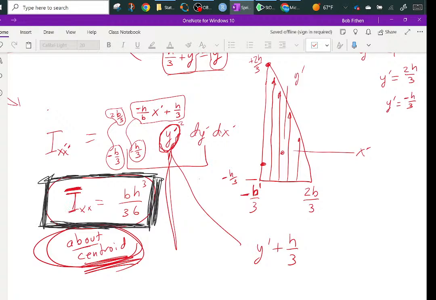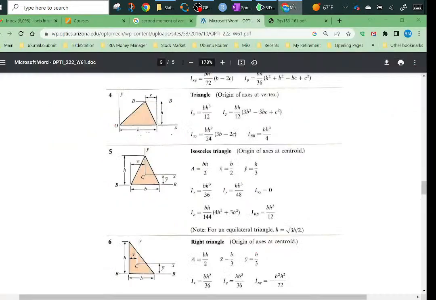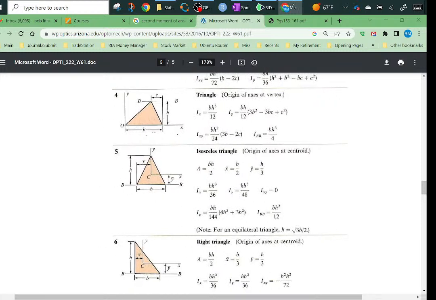Now, if you go to most tables, you'll find, and most places will signify this. So if you look at this triangle right here, the Ix is bh to the third over 12. Okay, that is not about the centroid. The centroid isn't this line right down here. But the centroid is right here. So he's basically placed the centroid here. And then he says, okay, origin of axis at the centroid. So then he does get this.